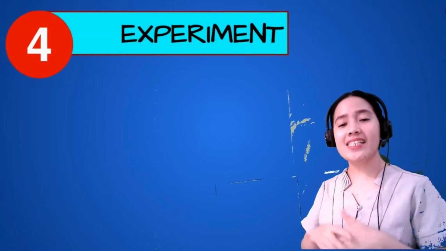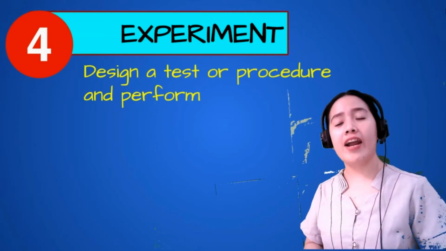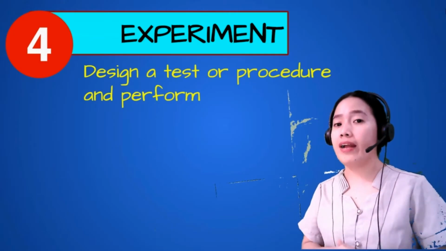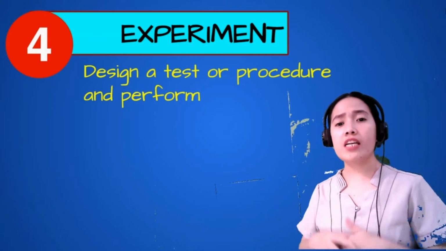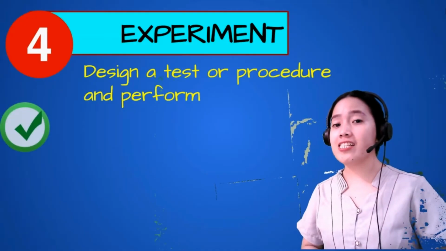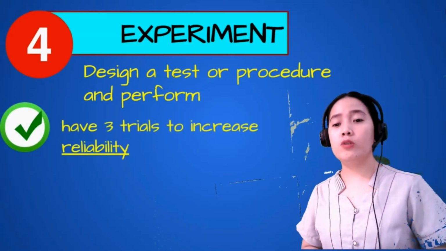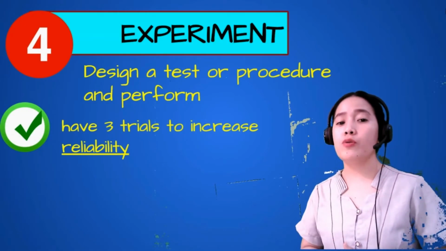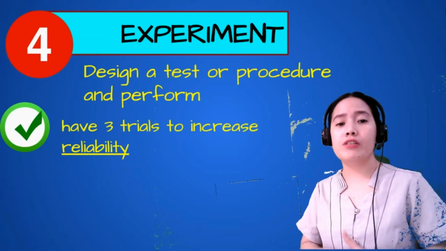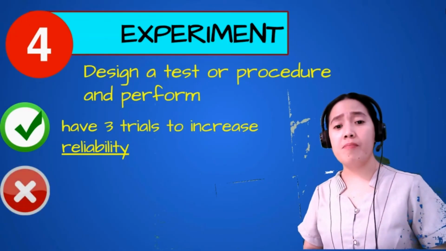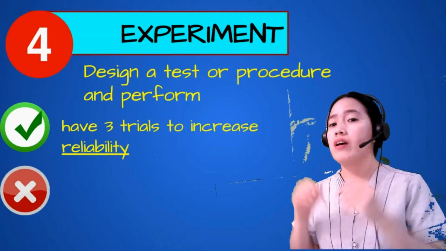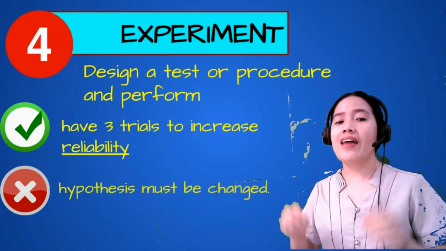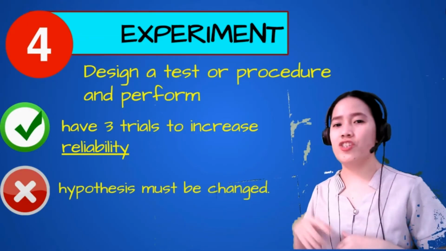Now, the fourth step of the scientific method is experiment. Design a test or a procedure and perform it to find out if the hypothesis is correct or not. If the result of the experiment agrees with the hypothesis, then it is advisable to do at least 3 trials to increase the reliability of the result. But what if the experiment's result does not agree with the hypothesis? Then the hypothesis must be changed.